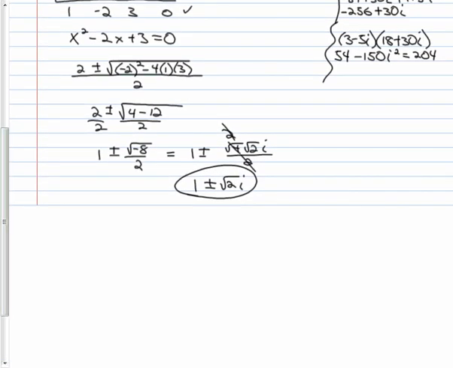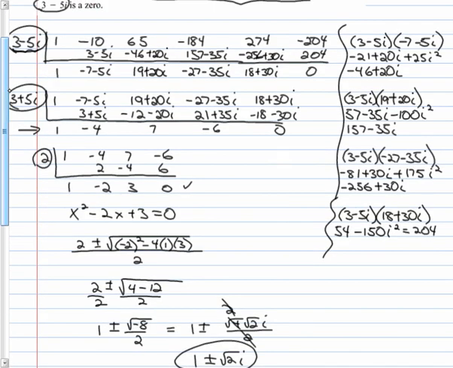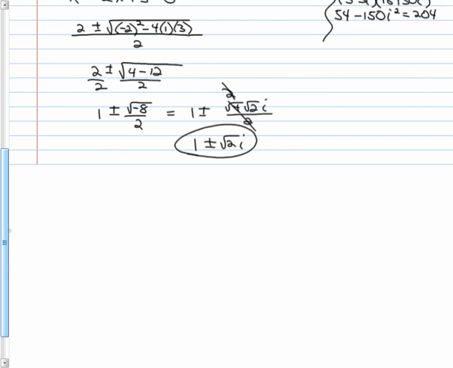So there are 2 zeros. Here's 3, 4, 5 zeros. 4 of them were complex. Always the complex are conjugates. These were conjugates, plus or minus down there.